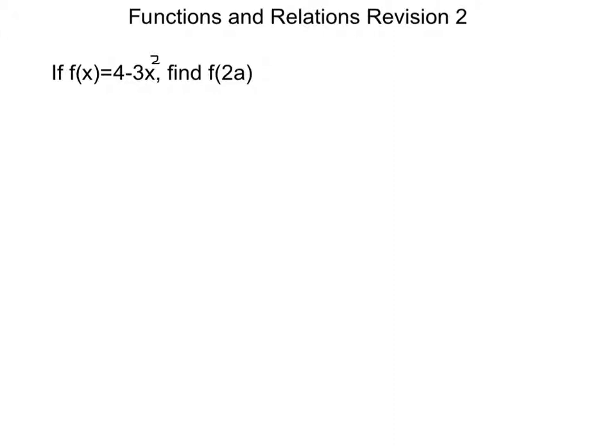First question we have here: if f of x is equal to 4 take away 3x squared, find f of 2a. That basically means we have to substitute 2a in everywhere we see x. So, f of 2a is equal to 4 take away 3.